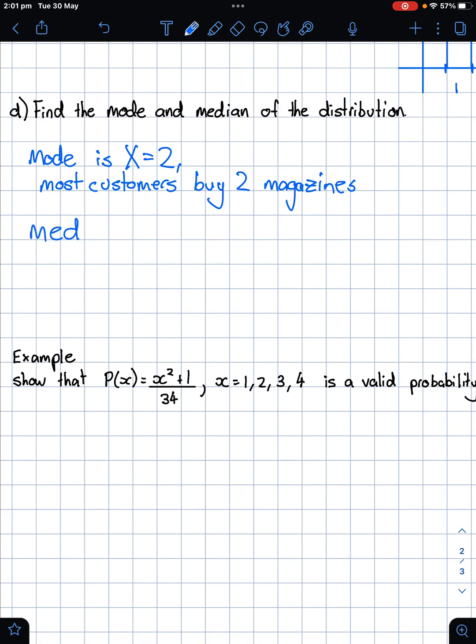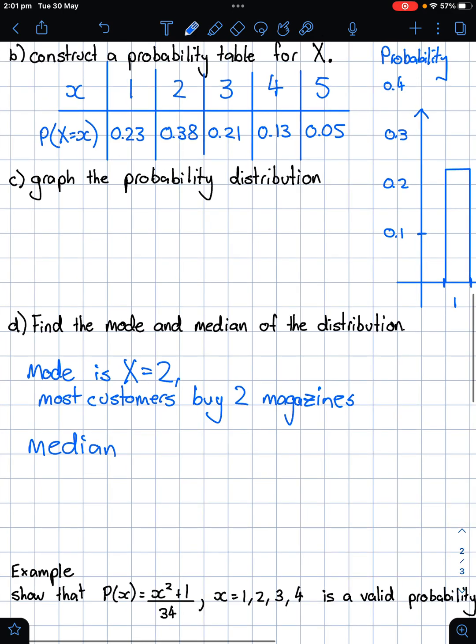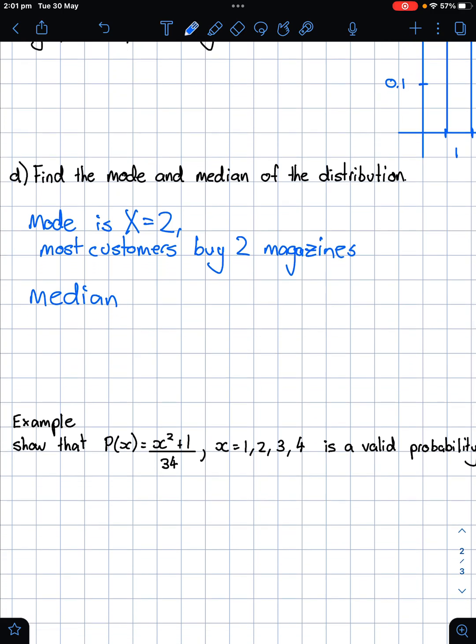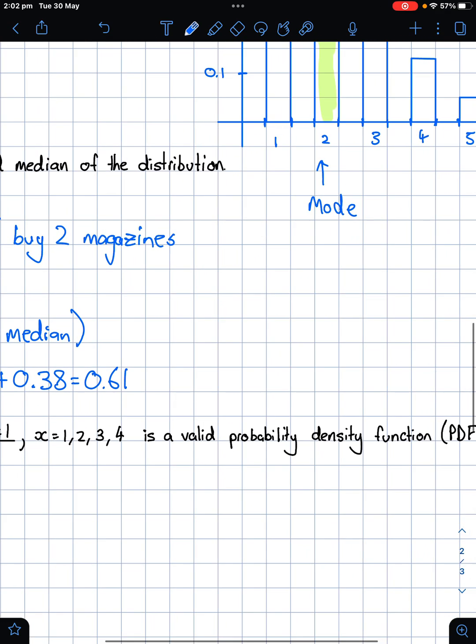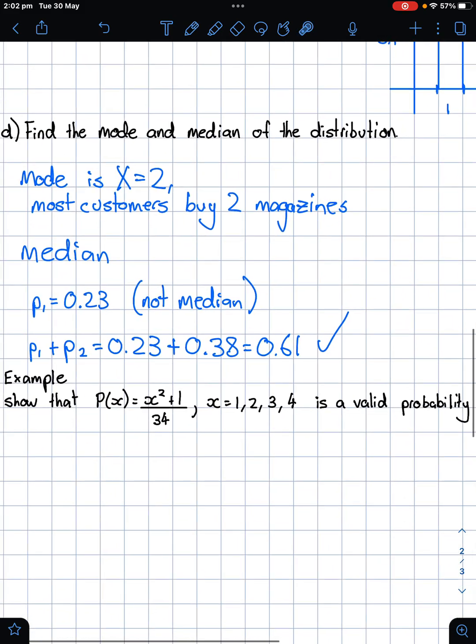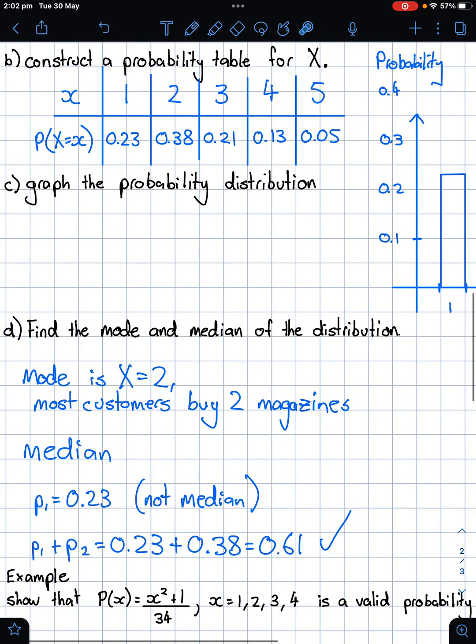Our next section here is the median. The probabilities are in ascending order. The probability of 1 is 0.23, so not the median. The probability of 1 and probability of 2 is 0.23 plus 0.38, which equals 0.61, which is a tick. Now, this is important. We didn't pass 0.5 on the first one. We passed it on the second one. So our second value, 2, is what gets us past there.